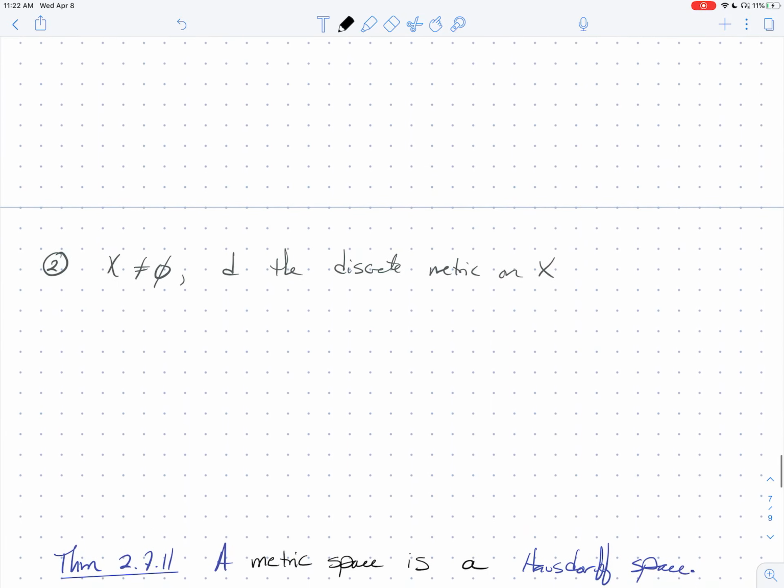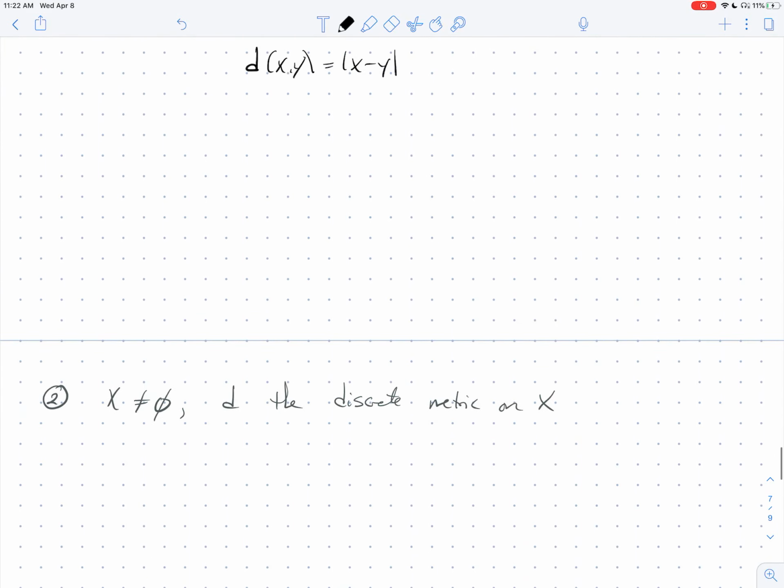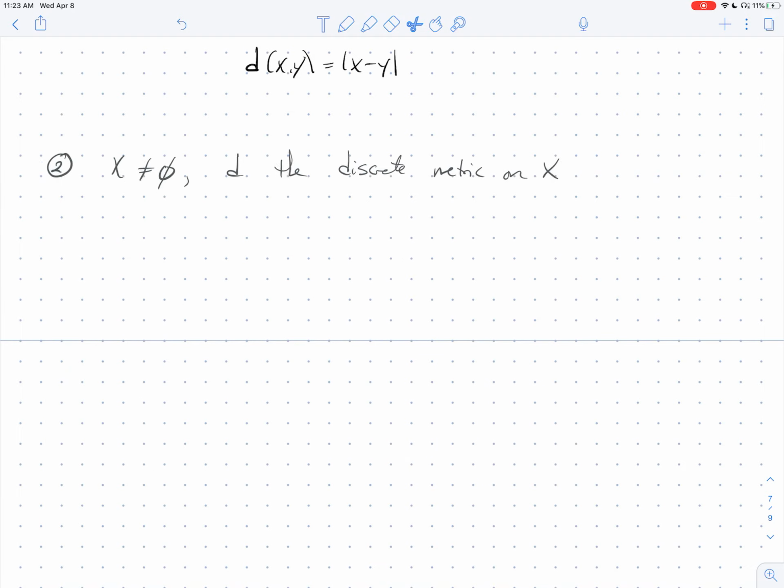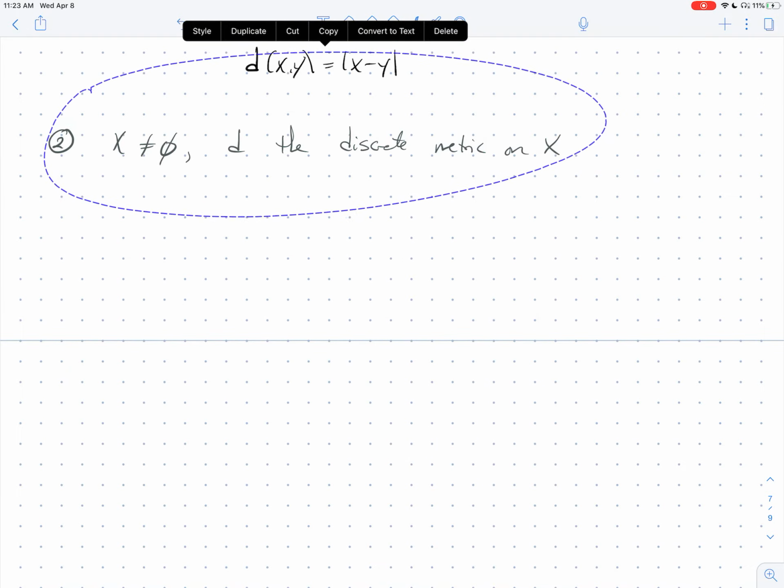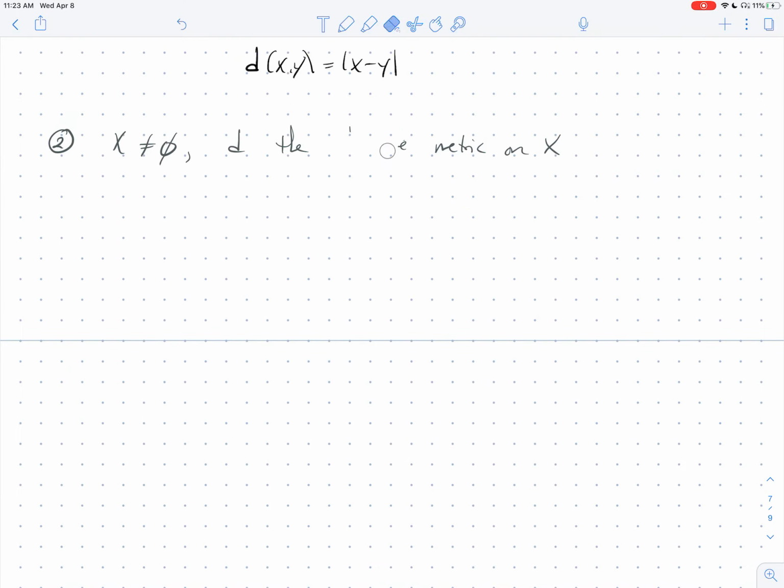I wanted to look at another example with you. So let's think about a non-empty set. I'm actually going to scoot this up to save a little space. We're doing good. We're going to get done in this video, I think. So let's think about d, the discrete metric on a set X. All right, and so I know that there is a topology generated by this discrete metric, and the question is, what topology is it? Well, let's think about it.